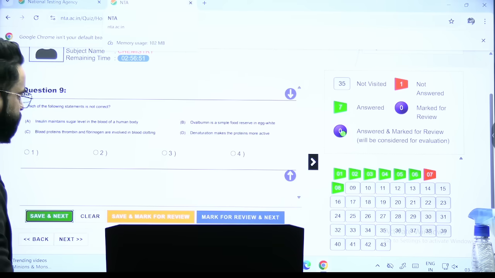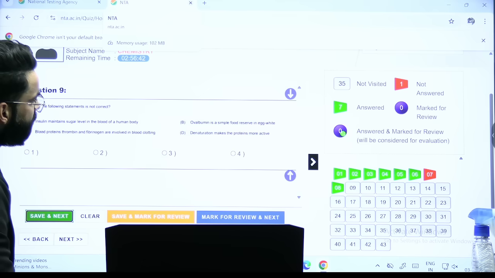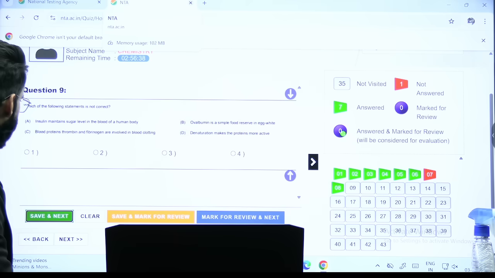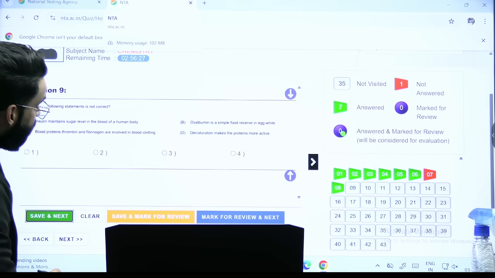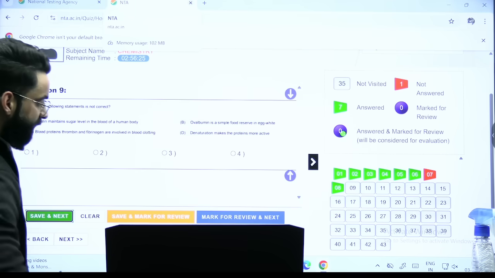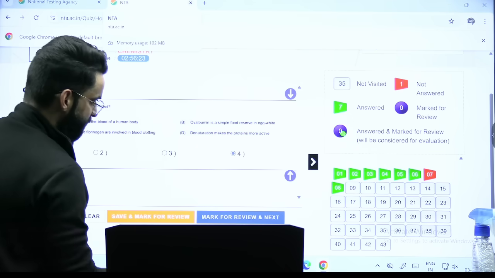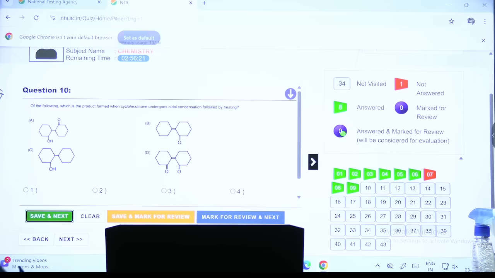The next one. Which of the following statements is not correct? Insulin maintains sugar level. That's correct. Albumin is a simple food reserve in egg white. That's also correct. Blood proteins thrombin and fibrinogen are involved in blood clotting. That's also correct. Denaturation makes the protein more active. So this is not correct. Option D is not correct. So I'll go with 4 again. Moving on to the next one.